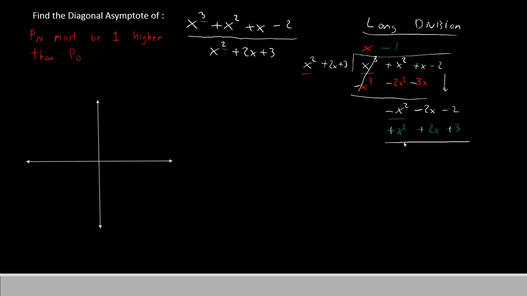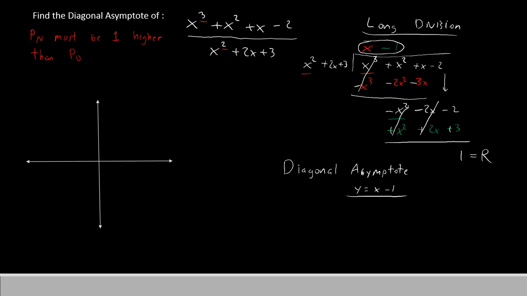Negative x squared plus x squared cancels out. Negative 2x plus 2x cancels out. Negative 2 plus 3 is simply 1. Our denominator is too high of a power to go into 1, so 1 will be our remainder. But the remainder is not what we are interested in, really. We want this quotient up here, x minus 1. We can now say our diagonal asymptote is y equals x minus 1.